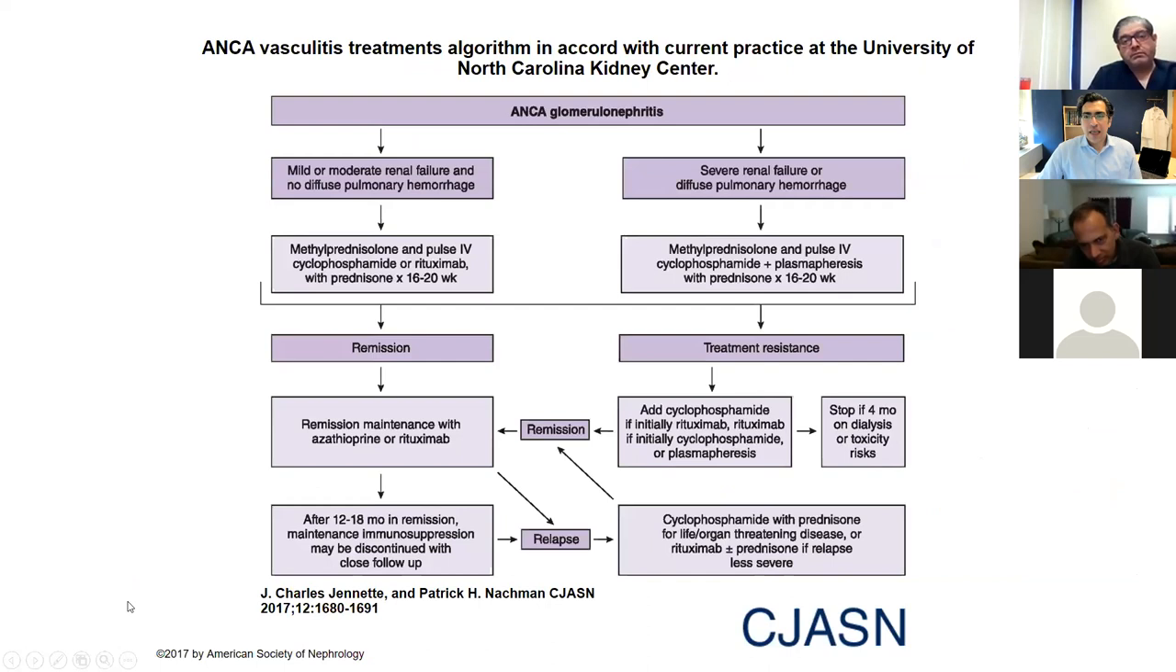Okay, so I think I have two or three slides left. This was the ANCA algorithm by UNC in 2017. On the left-hand side, their approach was mild or moderate kidney failure without pulmonary alveolar hemorrhage. The options were methylprednisolone and pulse IV cyclophosphamide or rituximab with prednisone for 16 to 20 weeks. To achieve remission, you go down and then maintenance with azathioprine or rituximab. And after 12 to 18 months in remission, maintenance immunosuppression may be discontinued with close follow-up.